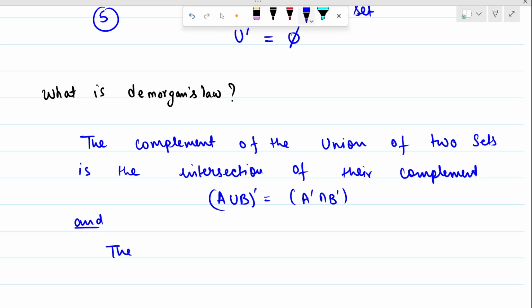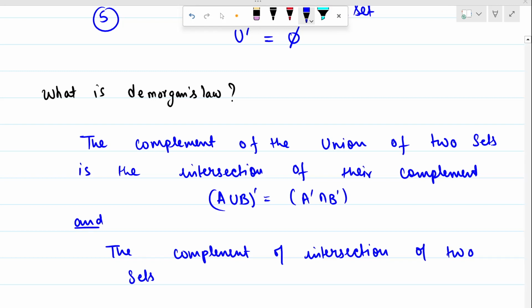And the complement of their intersection, the complement of intersection of two sets, is the union of their complements. So the complement of the intersection of sets is the union of their complements.